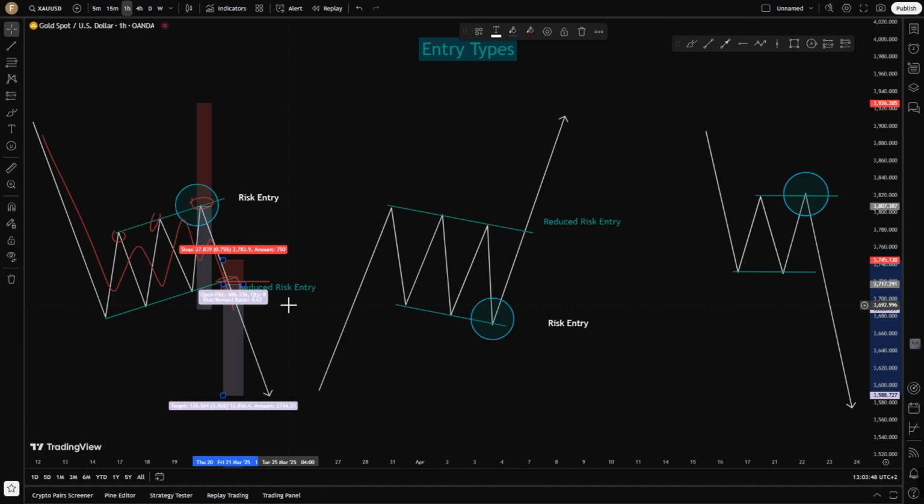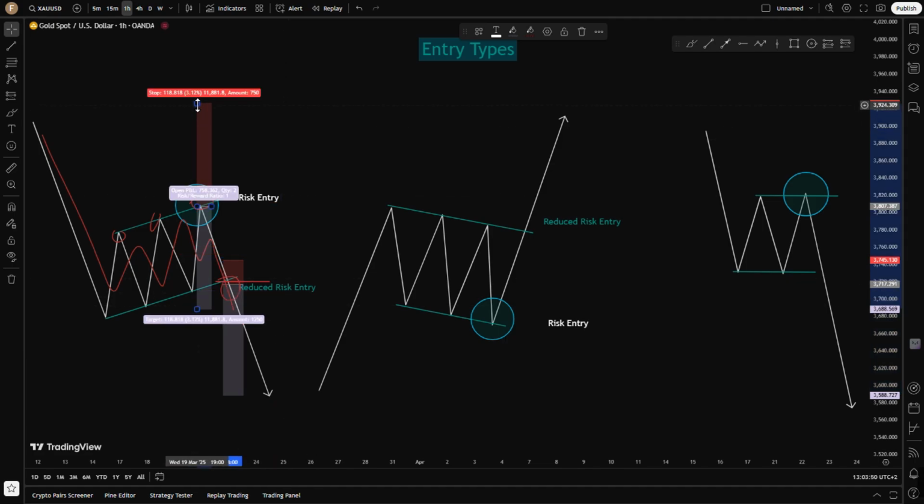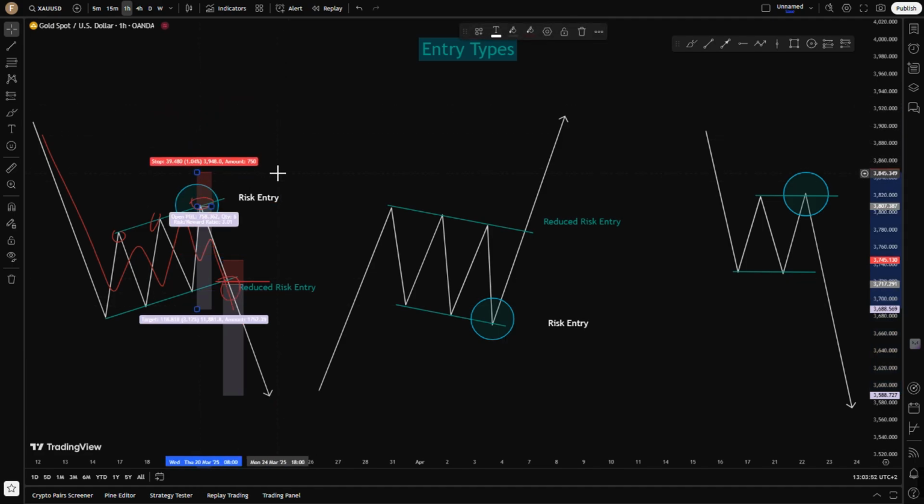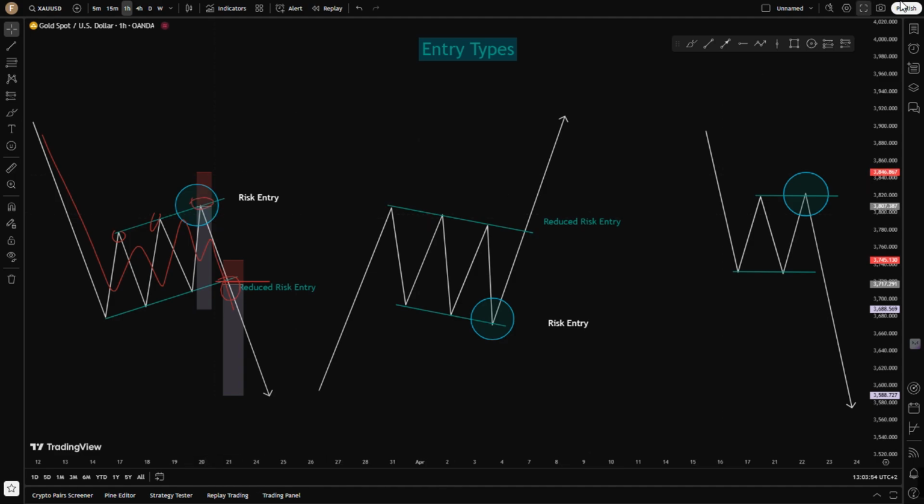All right. So here at the top, this one here is the risky one because as the market is around here, we are not sure if the market is going to push the upside and continue going up, right? So we are taking the risk by entering at the top of the structure right here, all right? So now let's look at the second example here.